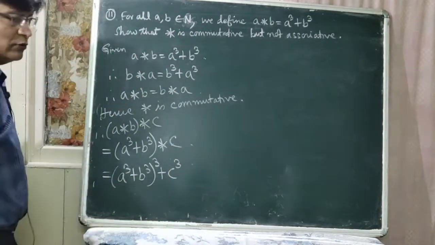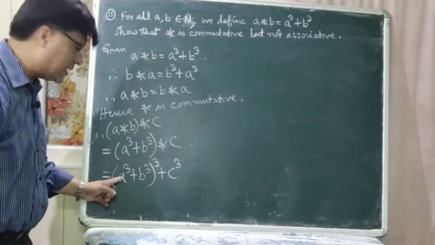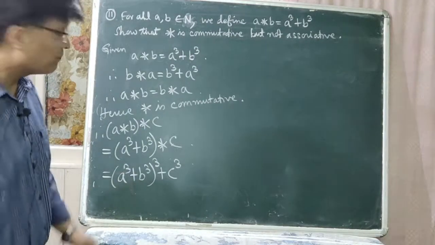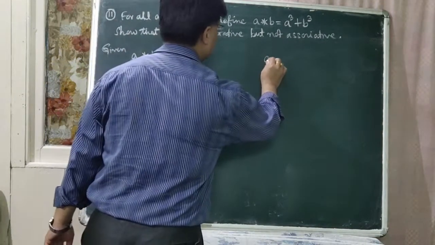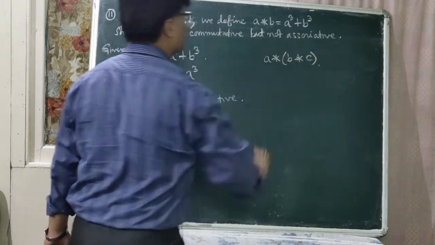That is your C cube. So we got A star B within bracket star C as A cube plus B cube whole cube plus C cube. Is that clear? So next, let us find out A star within bracket B star C.